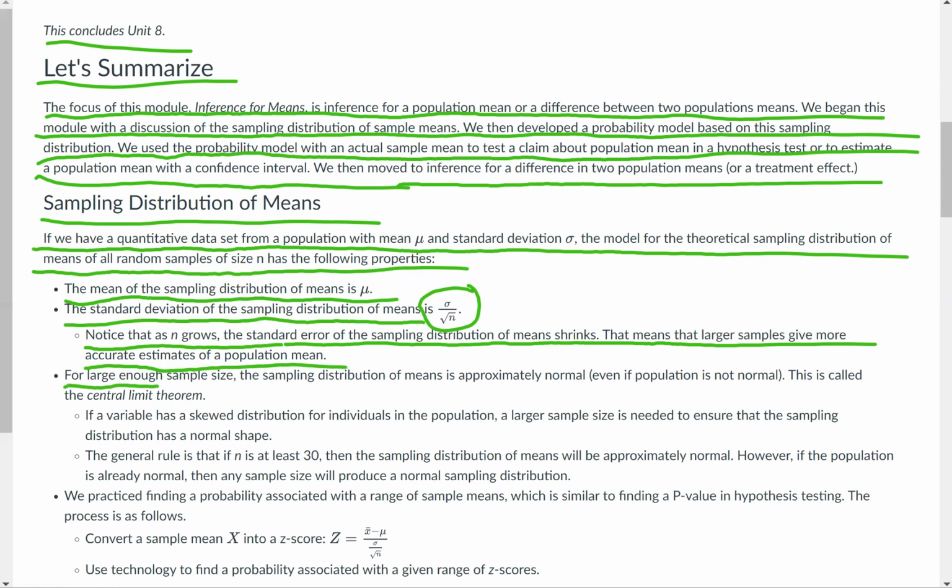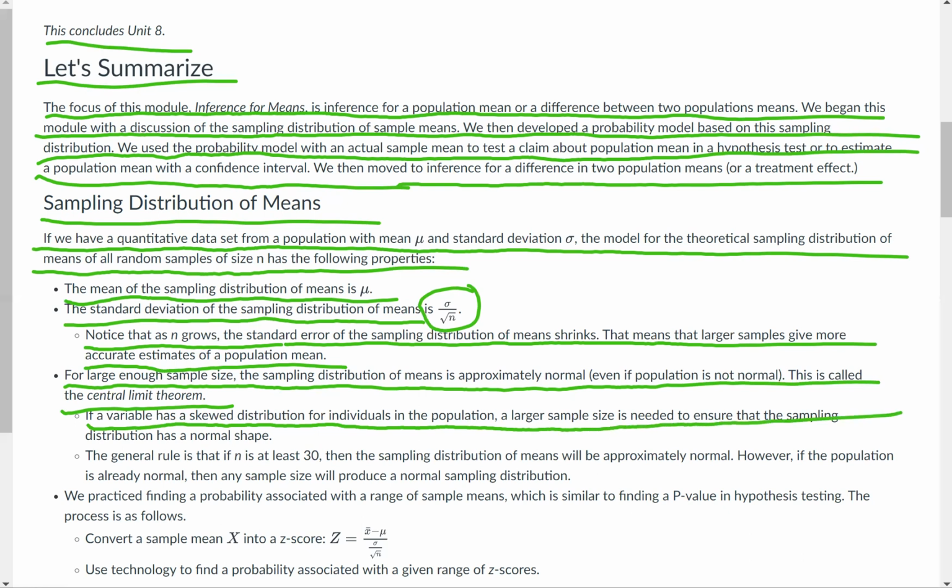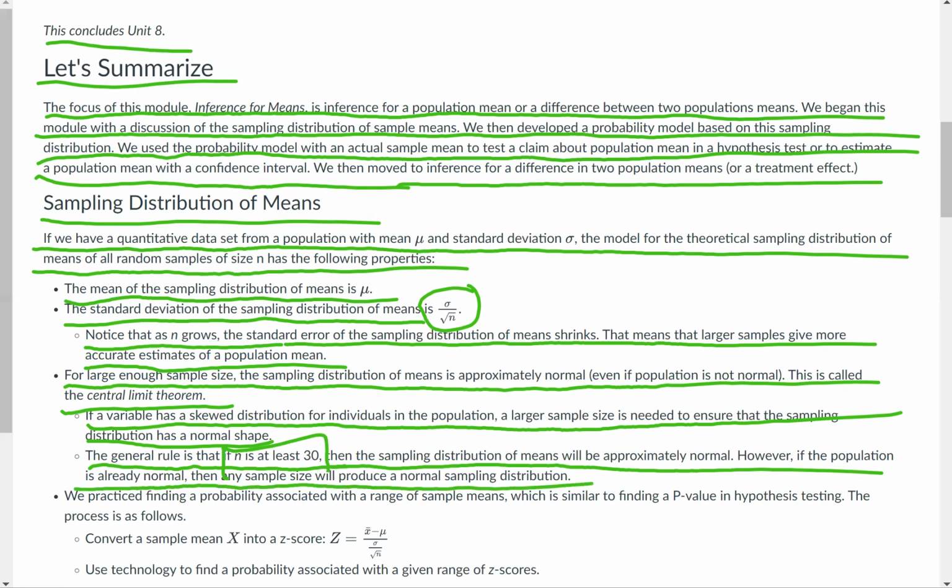Thirdly, for large enough sample sizes, the sampling distribution of means is approximately normal, even if the population is not normal. This is called the central limit theorem. If a variable has a skewed distribution for individuals in the population, a larger sample size is needed to ensure that the sampling distribution has a normal shape. Also, the general rule is that if n is at least 30, that's kind of the magic number, then the sampling distribution of means will be approximately normal. However, if the population is already normal, then any sample size will produce a normal sampling distribution.